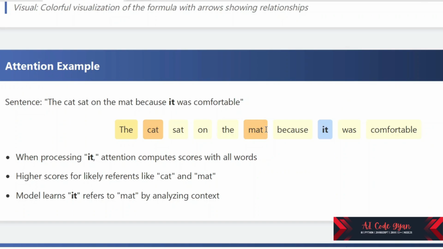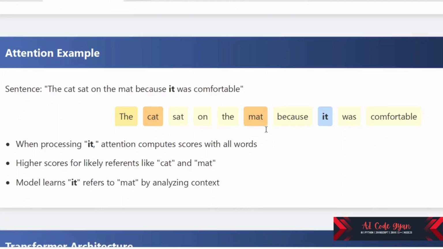Higher scores go to likely references like cat and mat. The model learns that "it" refers to mat by analyzing context. When it analyzes context, the word mat is the most probable word it will give, which makes sure that it is meant for mat. So in "the cat sat on the mat because it was comfortable," "it" refers to the mat, not the cat, when we get the output score.